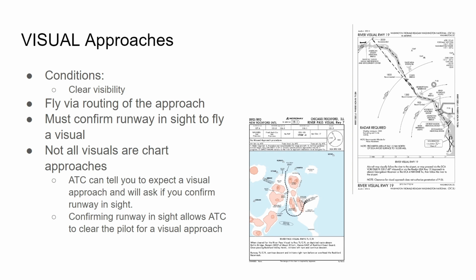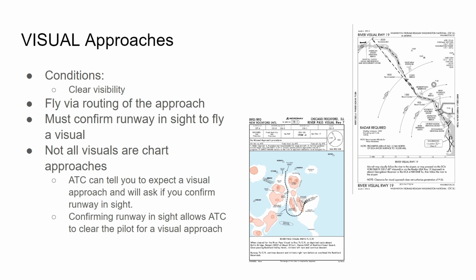And lastly, visual approaches. These are approaches which also reduce the workload of ATC by simply calling out if the airport is in sight. It's at the pilot's discretion to land properly, and they just land visually with the use of visual glide indicators, or VASIs or PAPIs as well.